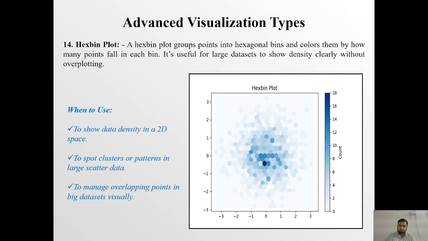Hexbin plot. It groups points into hexagonal bins and colors them by how many points fall in each bin. It's useful for large datasets to show density clearly without overplotting. When to use: to show data density in a 2D space, to spot clusters or patterns in large scattered data, and to manage overlapping points in big datasets visually.